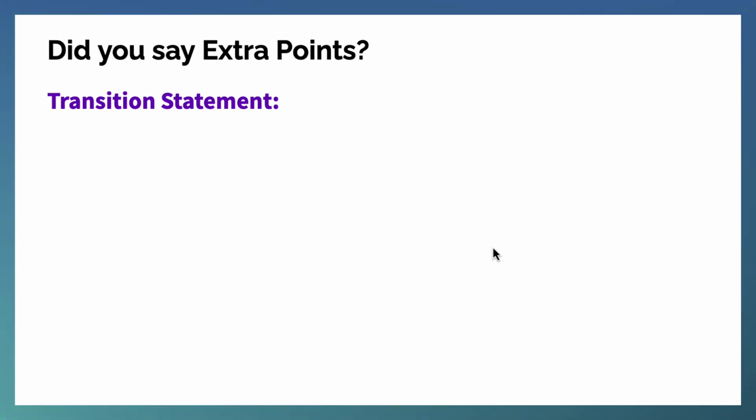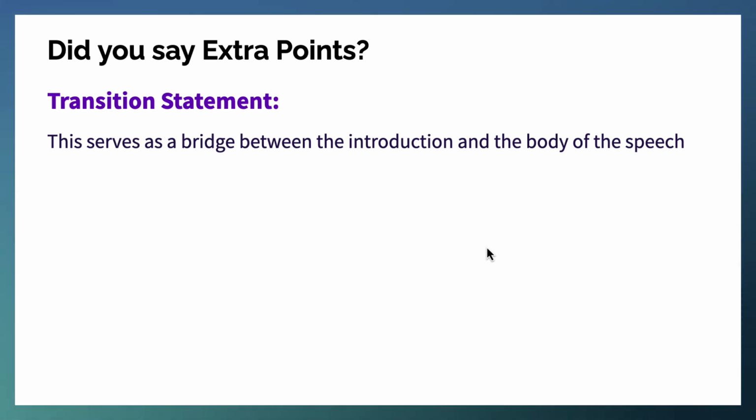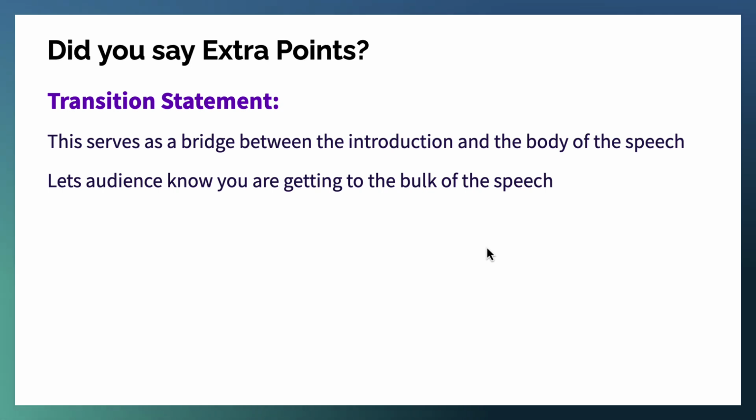And then finally, extra points for a transition statement. If you include this transition statement, which serves as a bridge between the introduction and the body of the speech, you will have a transition from the introduction to the body and from the body to the conclusion. In this case, since I'm giving you an assignment that is an introduction only, if you include this, it lets your audience know you're getting ready to get to the bulk of your speech.